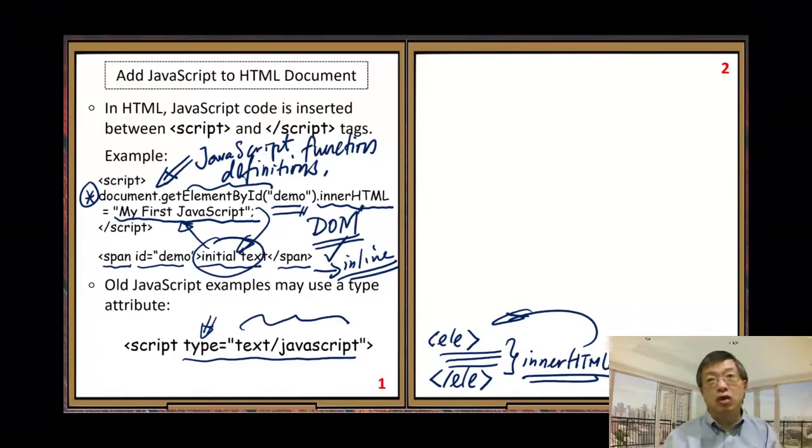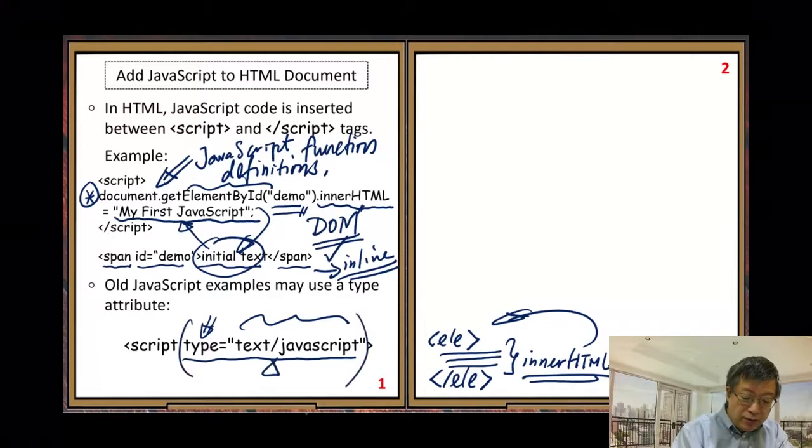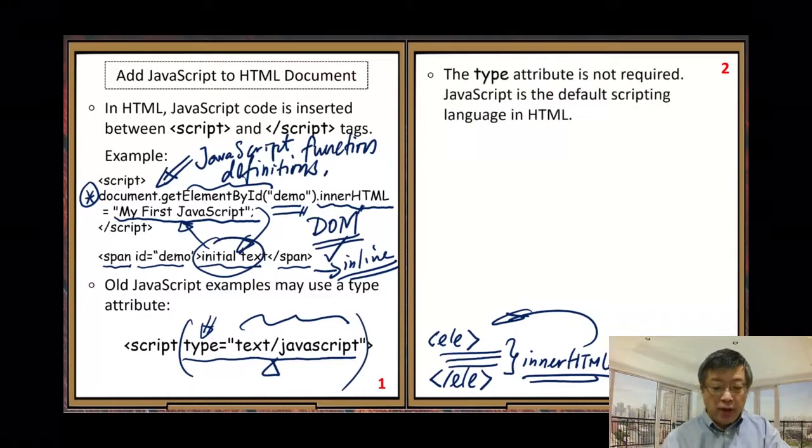The default is JavaScript. Why do we need to specify it? We don't need to. So it is simplified. Right now, you can see this type attribute will be dropped for the new version of JavaScript. The type attribute is not required. JavaScript is the default scripting language in HTML. So it's a natural thing.